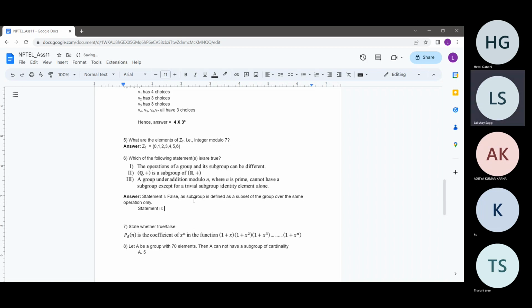Now statement two says Q is the set of rational numbers. The set of rational numbers over addition is a subgroup of R, the real numbers. So it is a subgroup of the real numbers over addition.